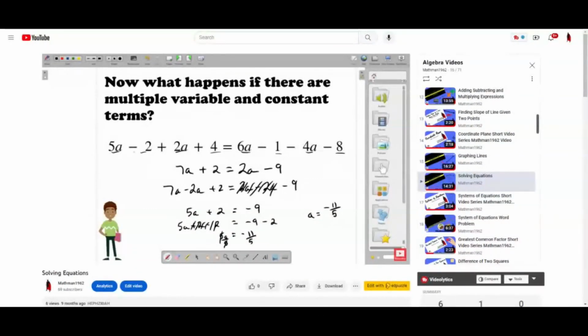Process is still the same. I'm whittling the equation down so that I end up with variable terms on both sides and single constants on each side. Then I start getting the variable term together on the same side, and then I start pulling things away from the variable term.